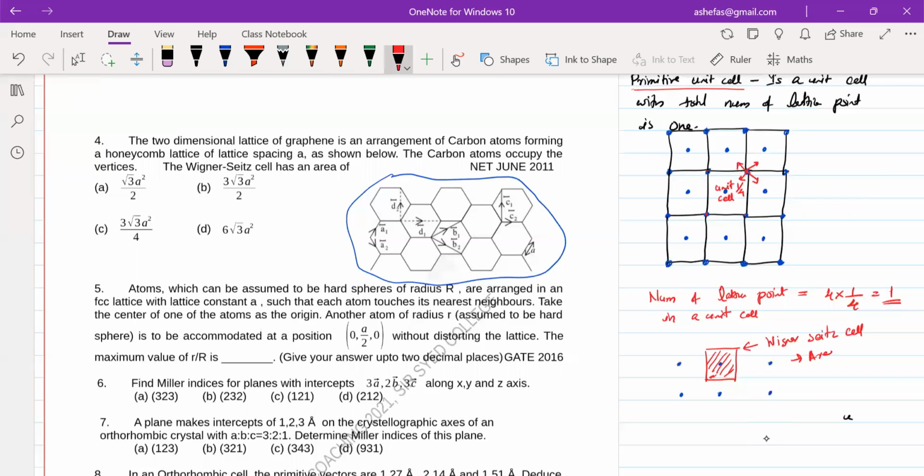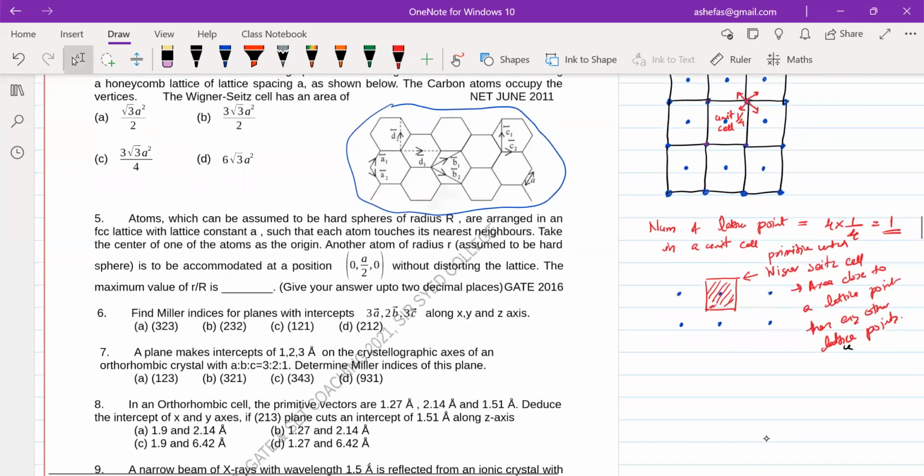So it is the area closer to a lattice point than any other lattice points. So if you take a Wigner-Seitz cell, it will contain only a single lattice point. Therefore, the Wigner-Seitz cell is an example of a primitive unit cell.